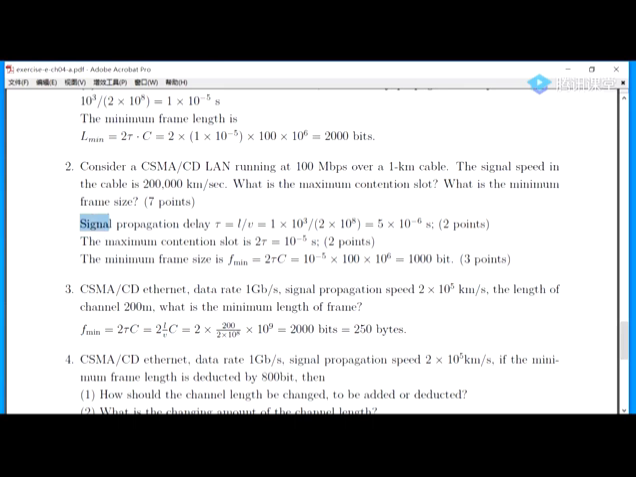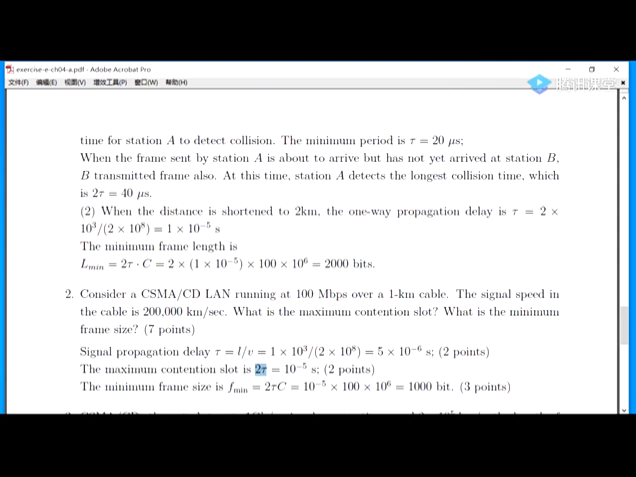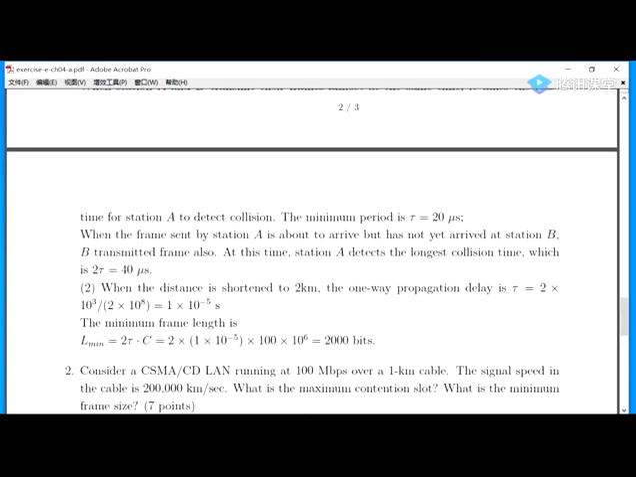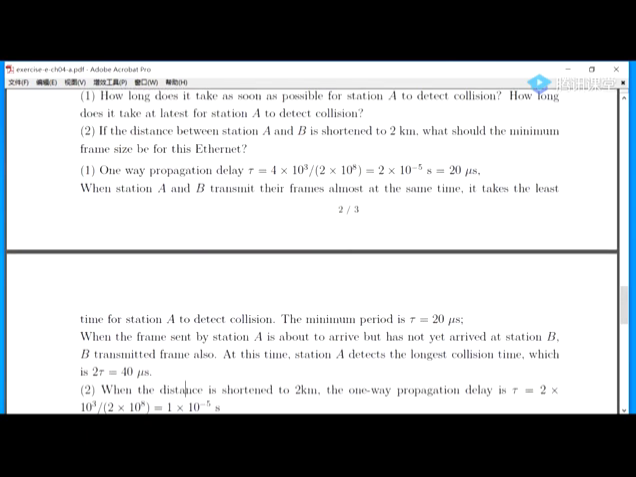Signal propagation delay, tau, is L divided by V, right? It's this. The maximum contention period is 2 tau. Just now we have explained 2 tau, right? Okay, here is 2 tau. Okay, there is a question 2.